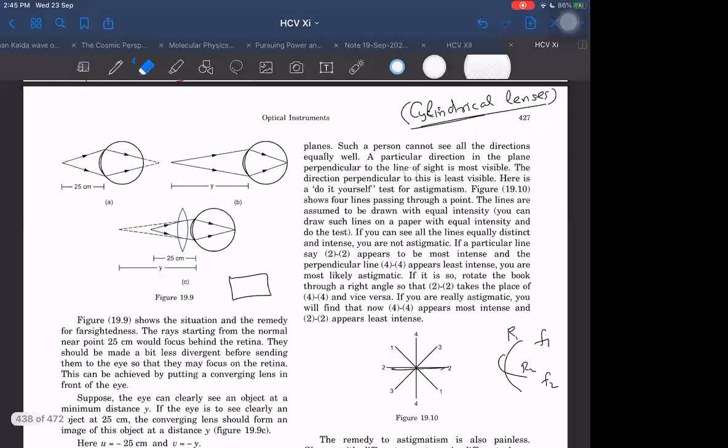Let us see once what he is saying now. Such a person cannot see all directions equally well. A particular direction in the plane perpendicular to the line of sight is most visible. Okay, he is not talking about magnification. I think I may be wrong then. Wait a second. The direction perpendicular. Okay, here is a do-it-yourself test for astigmatism.